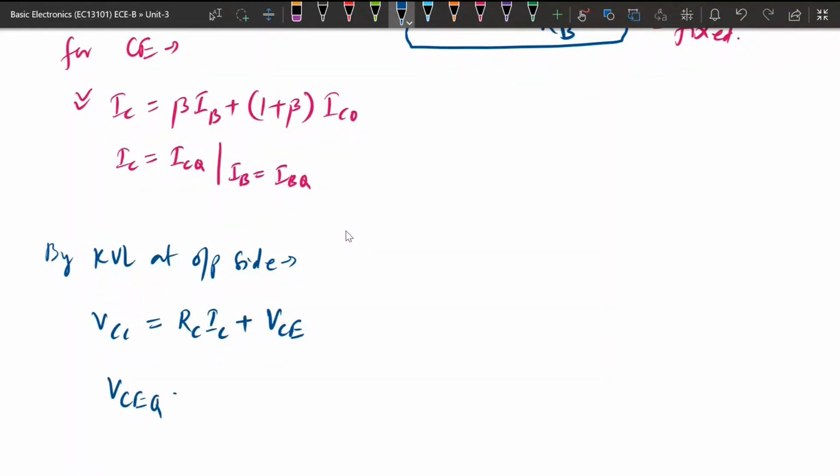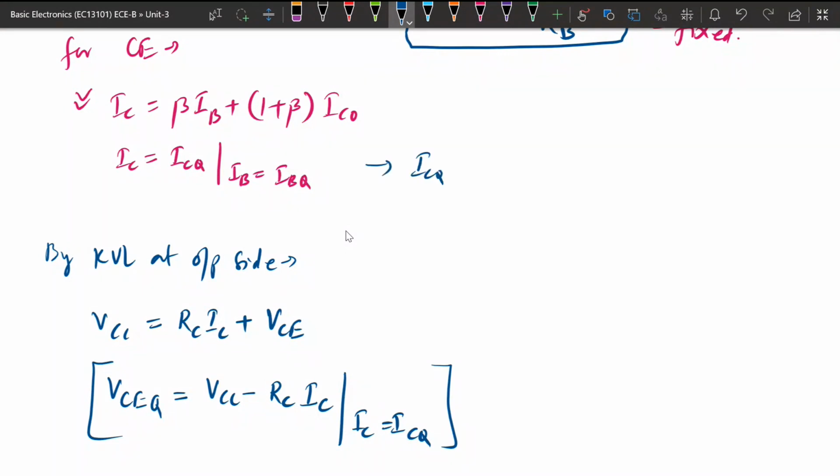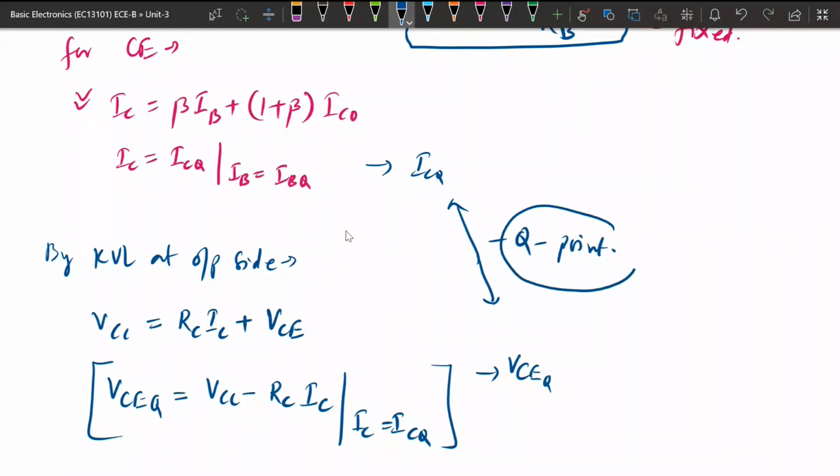So once we know IC is equal to ICQ, we can get the VCEQ, that is the Q point VCE value, that will be decided by VCC minus RC into IC, where IC is equal to ICQ. Okay, so we get ICQ from here, and from here we can get VCEQ. So once we have ICQ and VCEQ we can get the Q point. This will be your Q point, meaning the point at which the circuit will be operating.